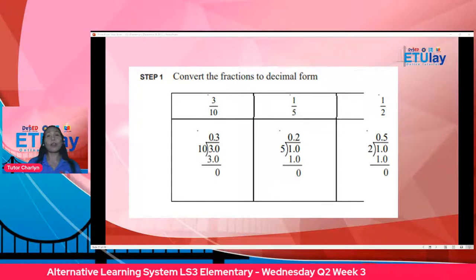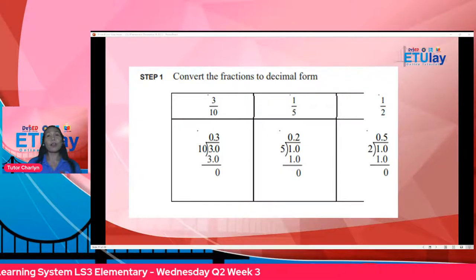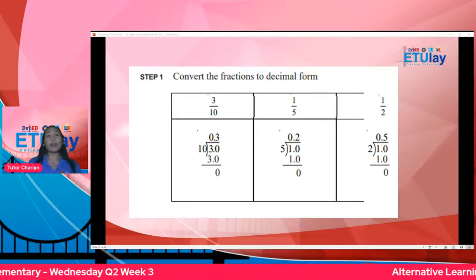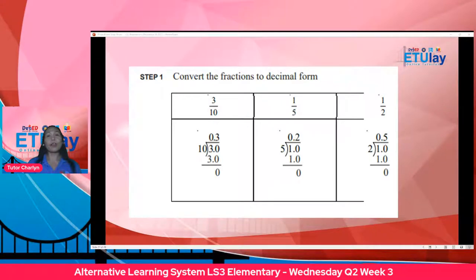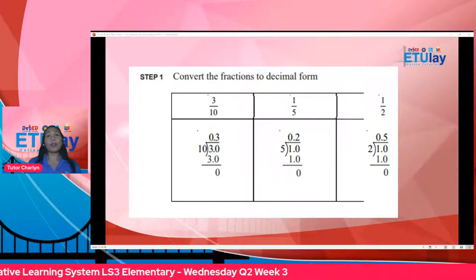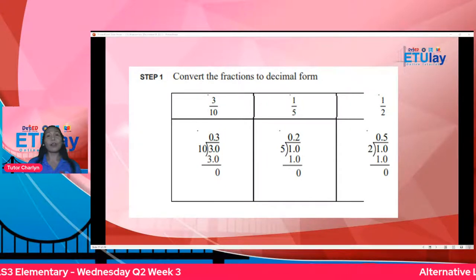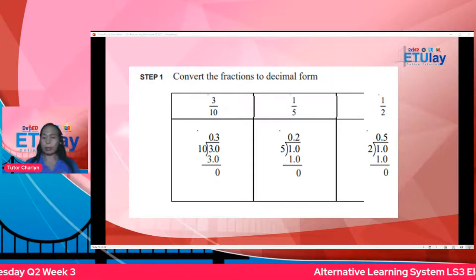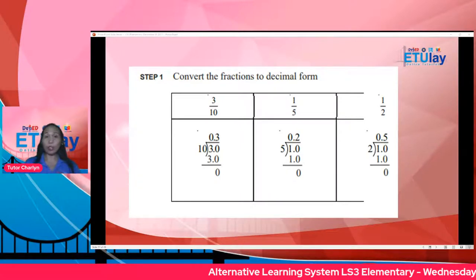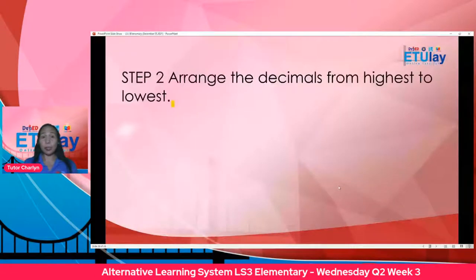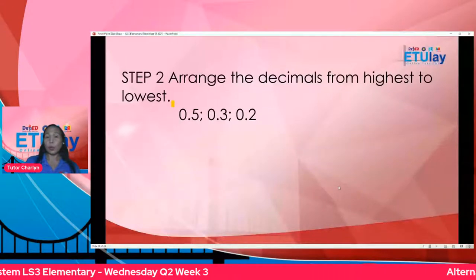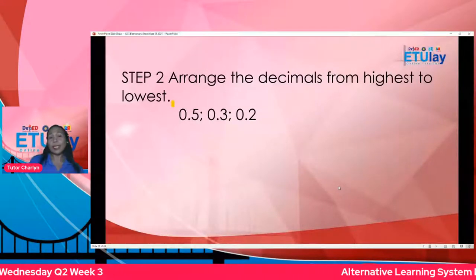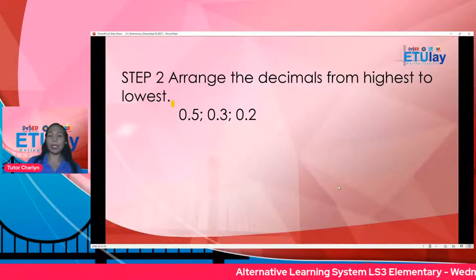Arrange them from highest. So first is 0.5. Next is 0.3. Next is 0.2. So, who got the largest part and the smallest part?